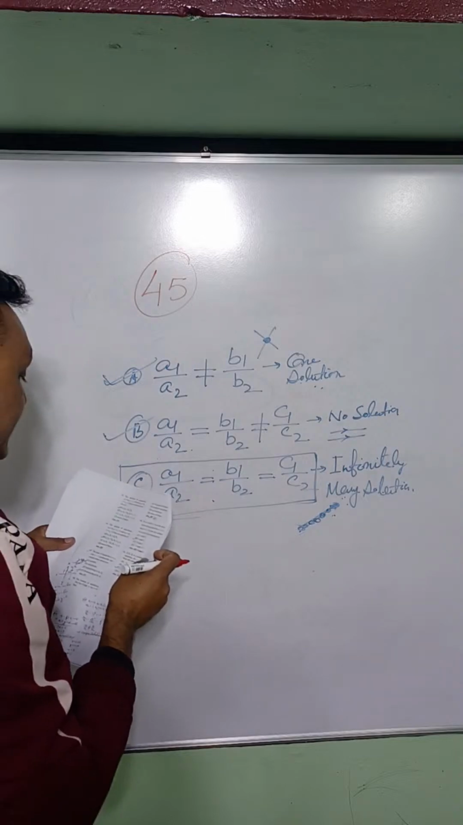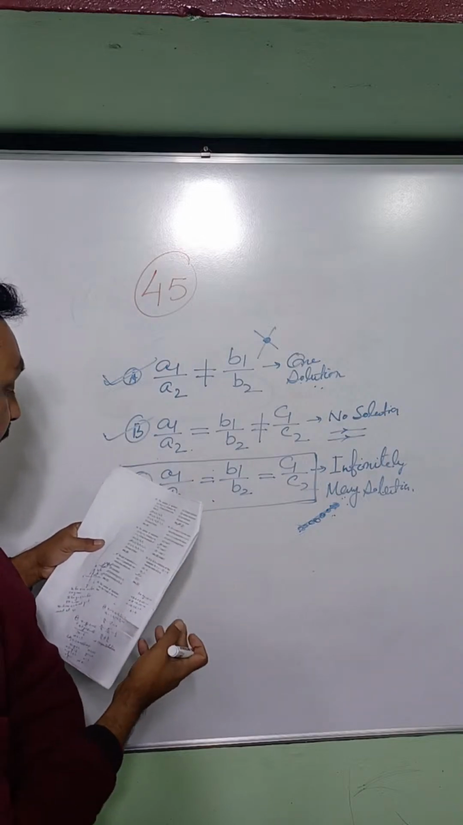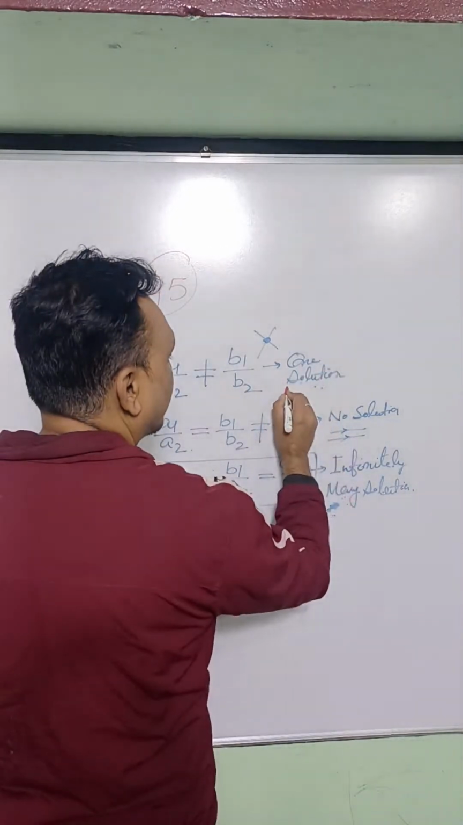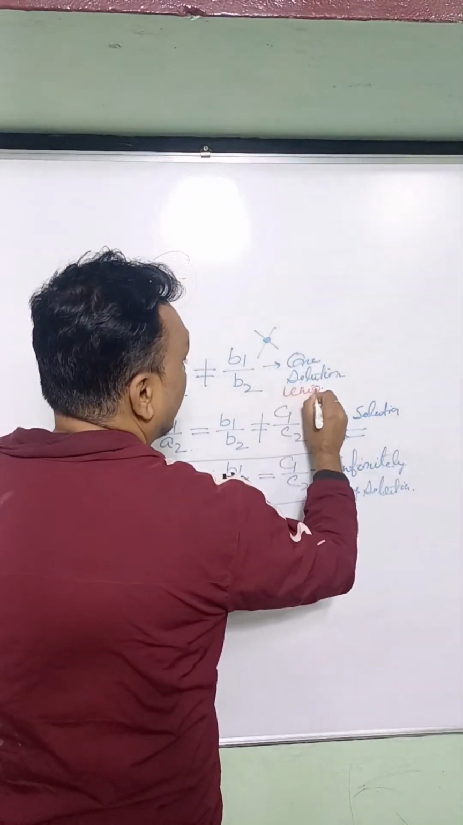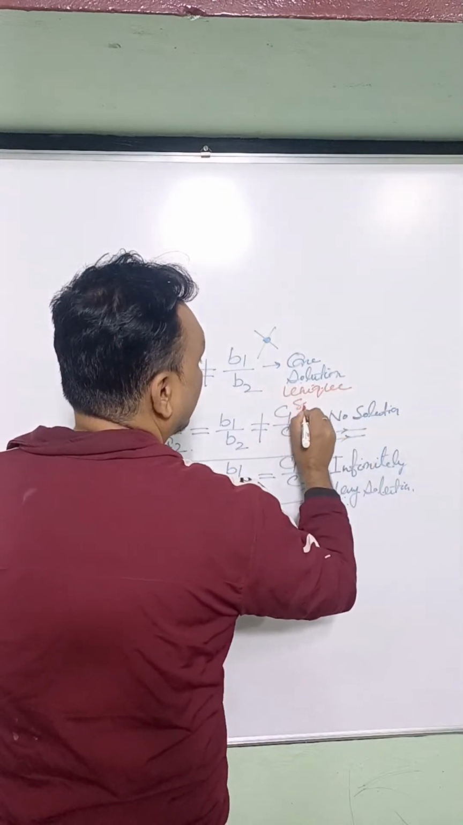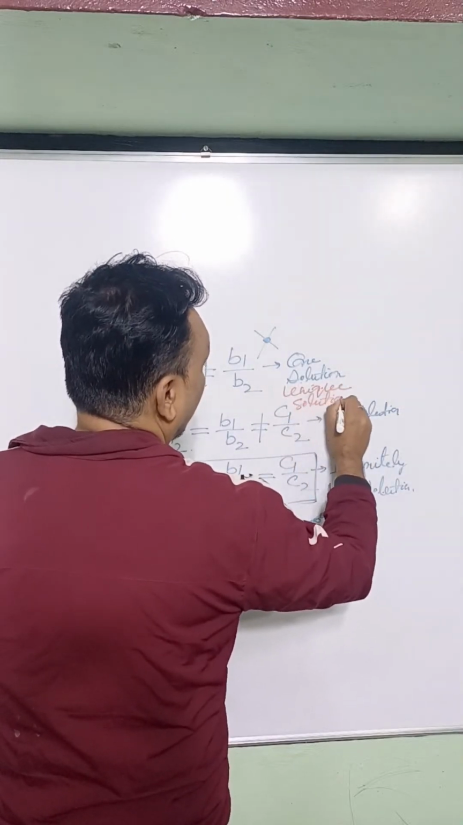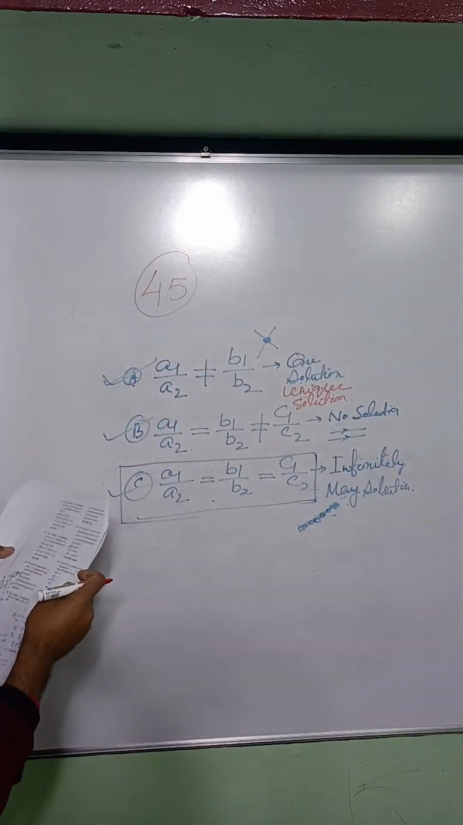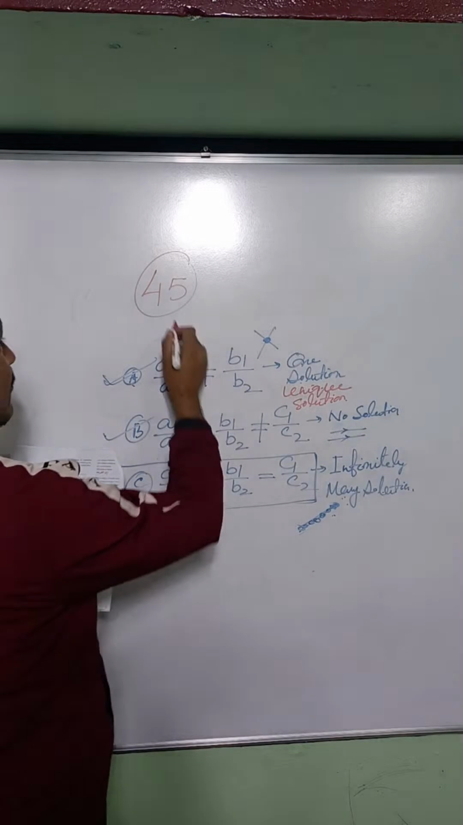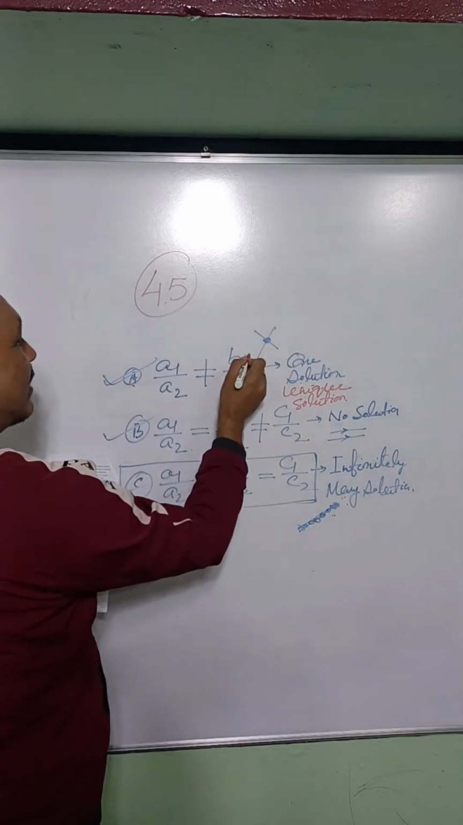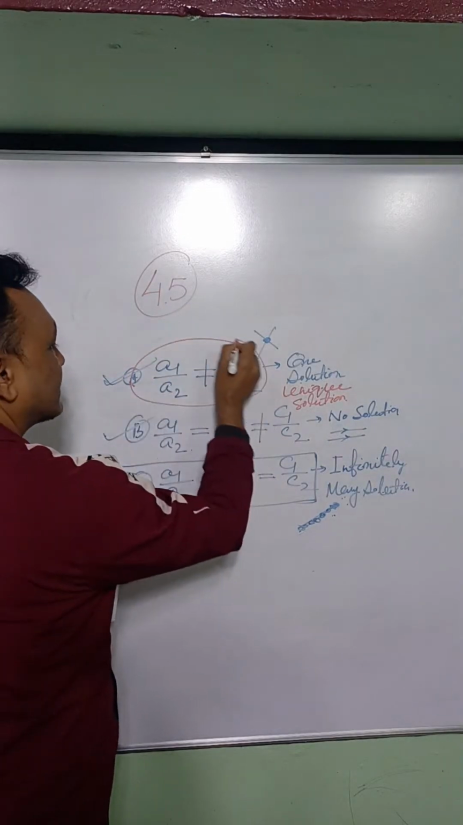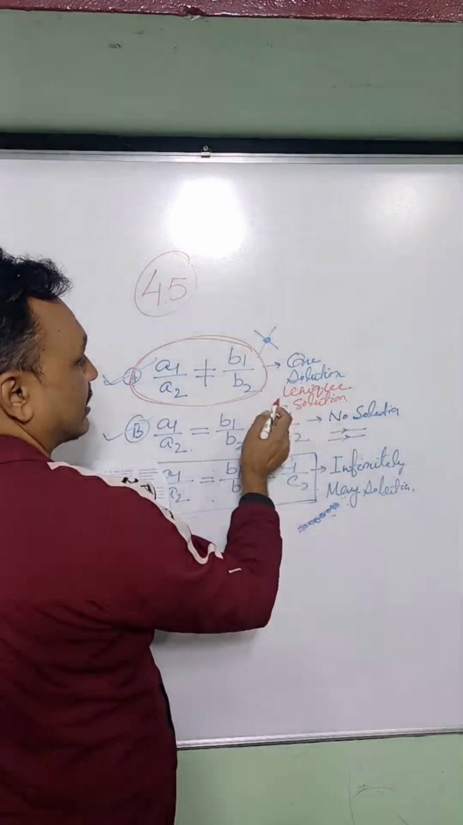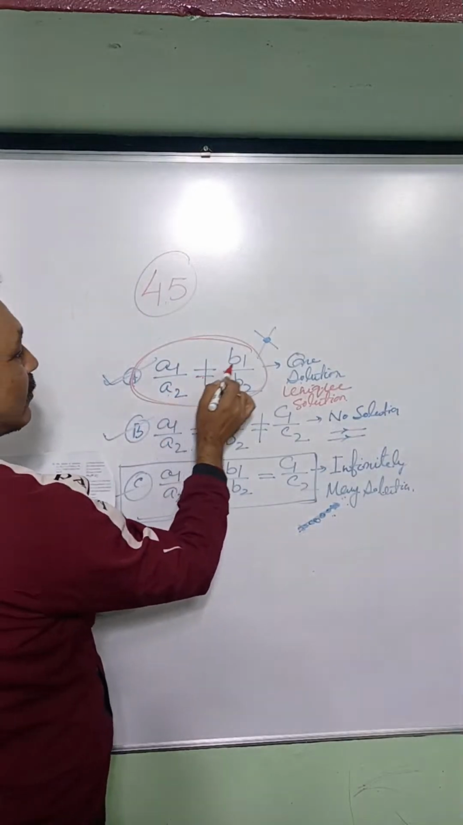The system of equations has a unique solution. Unique solution means one solution. So if this condition is fulfilled, then it is called a unique solution. So the answer of question number 45 is A. The question asked for a unique solution: a1 by a2 is not equal to b1 by b2.